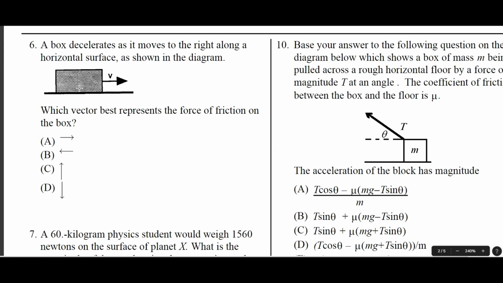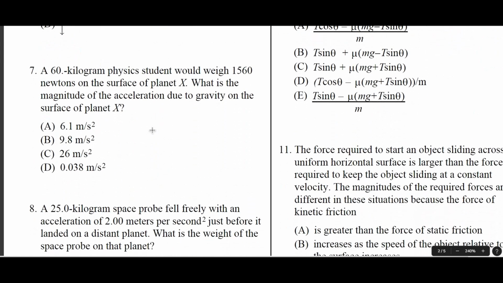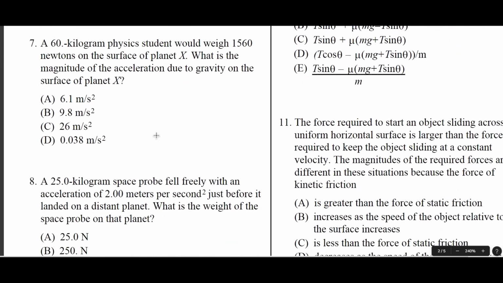All right. They want the direction of friction. Friction always opposes motion. Boom, easy enough. Question 7. Pause video, work self, and we'll go over in a second.